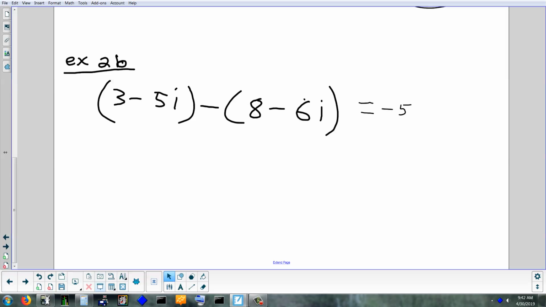What's the imaginary part in the first number? Negative 5. And what are you subtracting? Negative 6. You're subtracting negative 6. So you're adding 6. Negative 5 plus 6 is 1. 1 what? i. When it's a 1i, you can put 1i, or just like in algebra, we can put i. You don't have to put the 1. If you put the 1 in front of the i, it's fine.